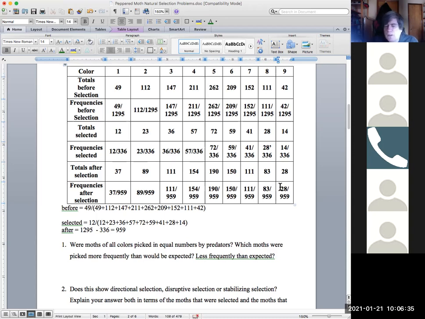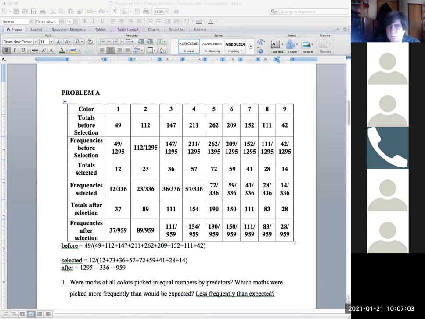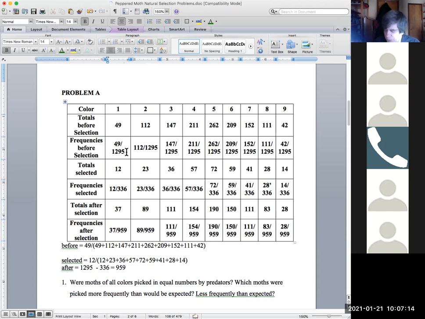Okay, now what we're going to have to do is compare these frequencies. Even though we start out with fractions, clearly, if we look at these, we don't want to leave them as fractions. At least for me, I can't look at 49 over 1295 and compare that to 37 over 959. That doesn't really do much for me. So I'm going to get out my calculator and let's convert these frequencies to actual numbers.